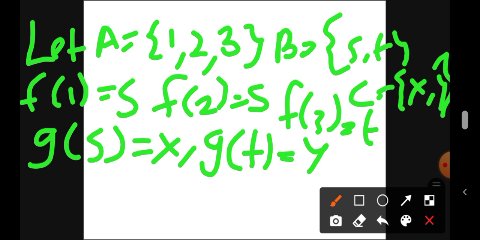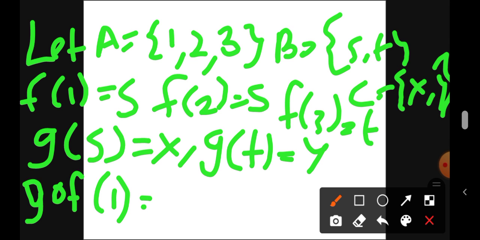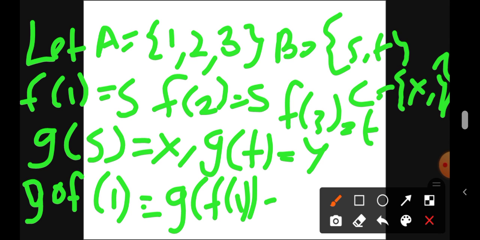Then suppose we want to find g of f of 1. How can we find it? g of f of 1 is equal to g of s, which is equal to x. Okay, so in this way we can find it.